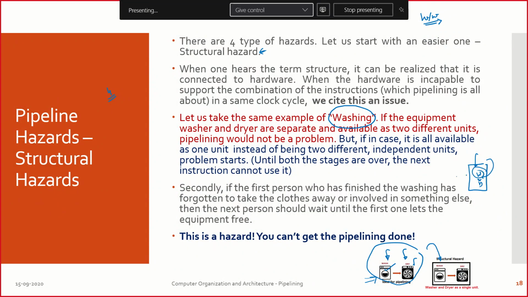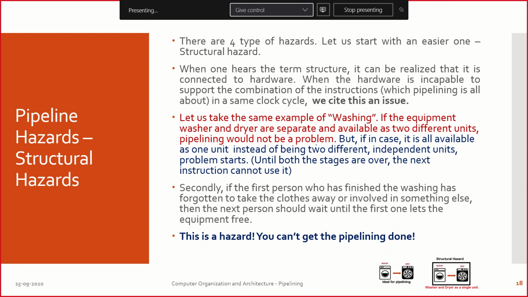Though the washing machine is not being used, he is still using the dryer which is attached to the washing machine, and hence he is not letting the next instruction execute. The next instruction has to wait until both the units are available, because both the units appear as one single unit. Remember it, it is all about getting the availability of the hardware resources. Though they are available, if someone is occupying it and not leaving it, it will become a hazard.